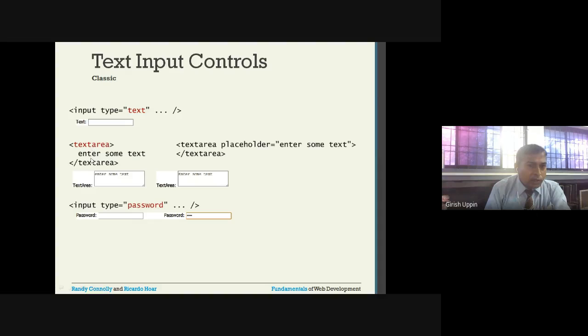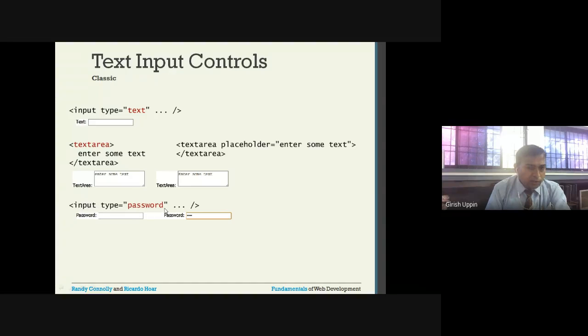Either you can give it like that, or have a placeholder. It will say, enter some text. When the page is displayed, it will have a label and the text area, and inside it this text will be shown. The same thing can also be done like this: opening textarea, a property called placeholder. Placeholder is equal to, and inside the double quotes whatever you specify will be shown as the initial value.